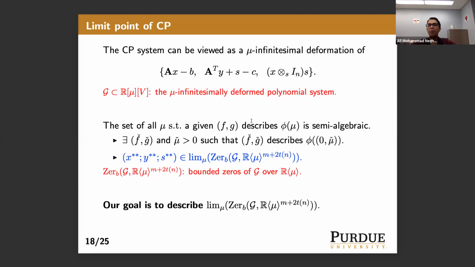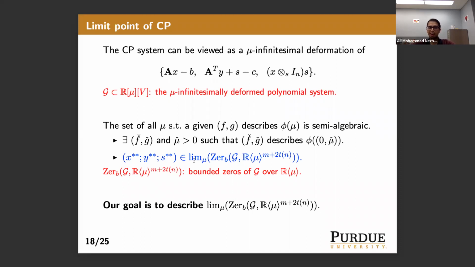So under this deformation, if you think of the system as a deformation, then all the central solutions are defined over the field of algebraic Puiseux series. And the good news here is that the limit point of the central path belongs to the limit points of those algebraic Puiseux series. So if you find the bounded points in this field and take the limit, then one of the points here is the limit point of the central path.